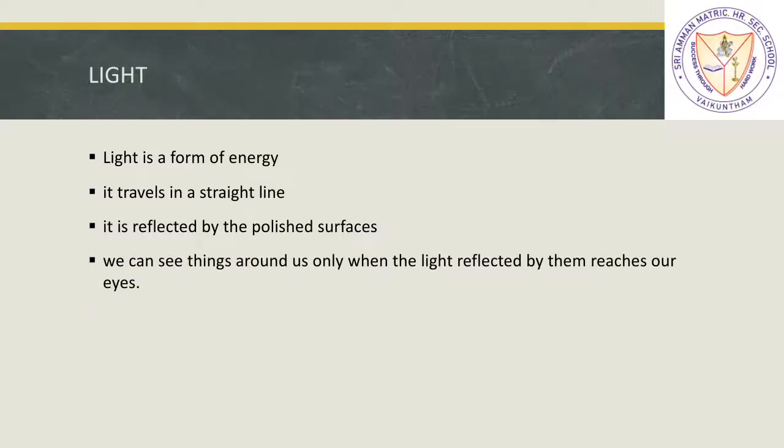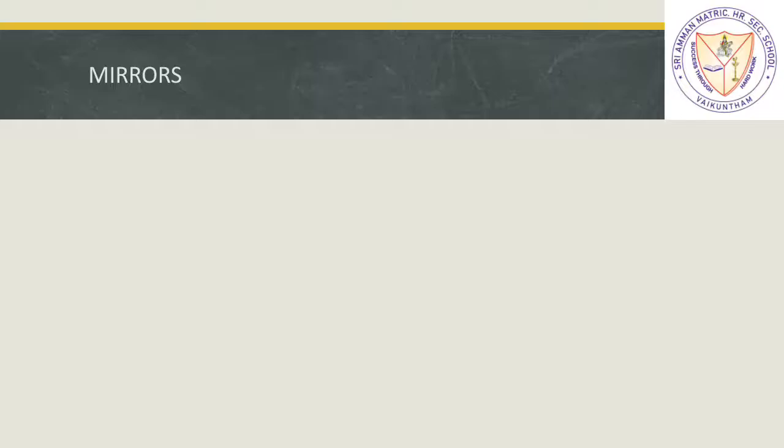And we can see things around us only when the light reflected by them reaches our eyes. So everything we are able to see is due to the phenomenon of reflection, and some complex phenomena are related to this. But for now we should know that because of the reflection of light, we are able to see things. Whenever light falls on an object and that light gets reflected from the object, and that reflected light reaches our eye, we are able to see the objects. So these are the things we have studied in our lower classes.